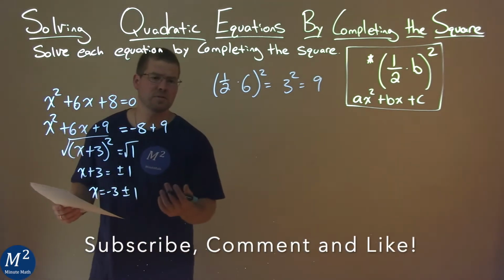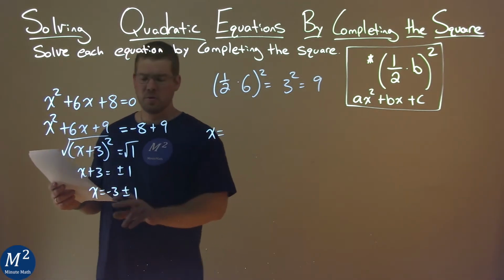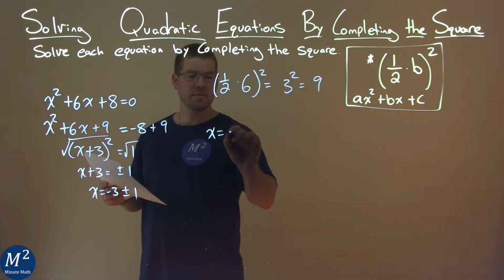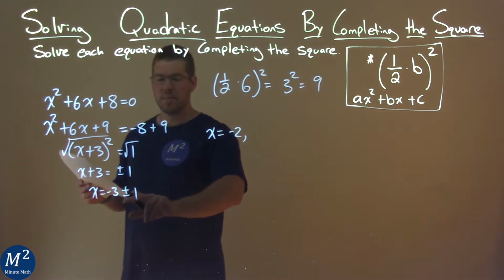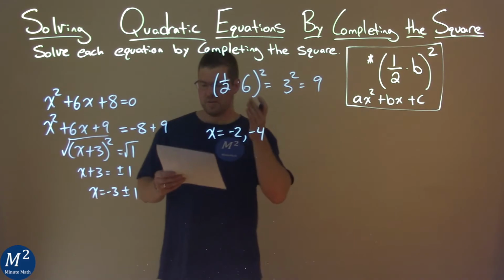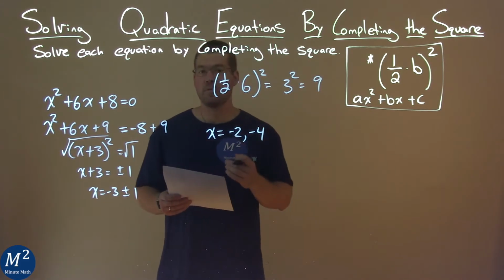So what are these two solutions? Well, let's do each one individually. Negative 3 plus 1 is negative 2. Negative 3 minus 1 is negative 4. And so our two solutions are x equals negative 2 and negative 4.